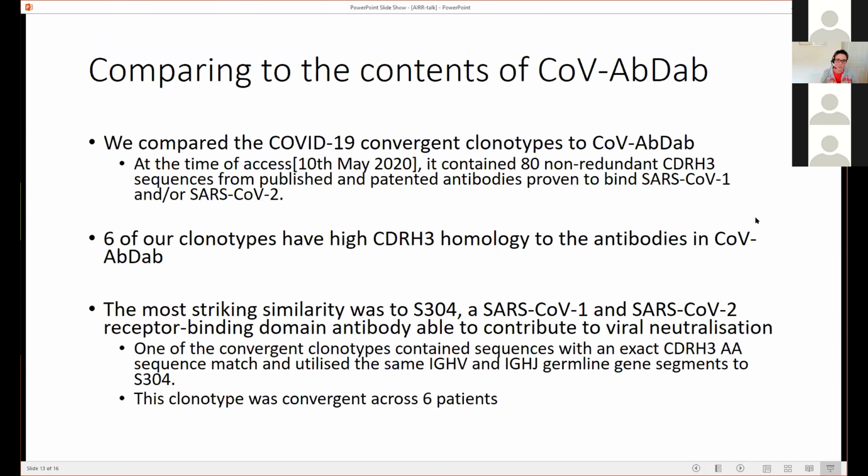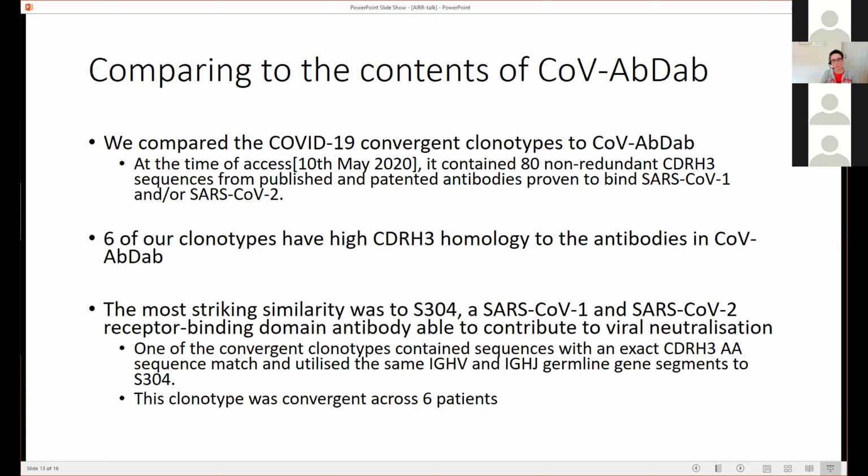And then bringing together all of these pieces of work, the obvious thing to do is to compare these clonotypes to what we have in CoV-AbDab, which is really the whole purpose of building that in the first place. So you can compare all of these convergent clonotypes to what we see in that database, because we would hope that at least some of these things would relate to sequences that have been published or patented that are proven to bind to a coronavirus already. And we didn't find that many at this point in time.